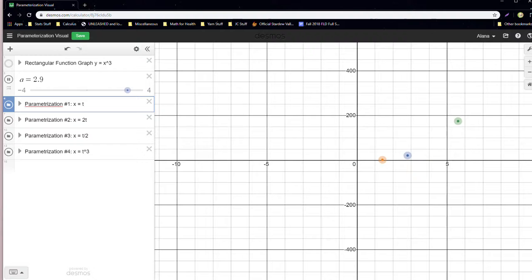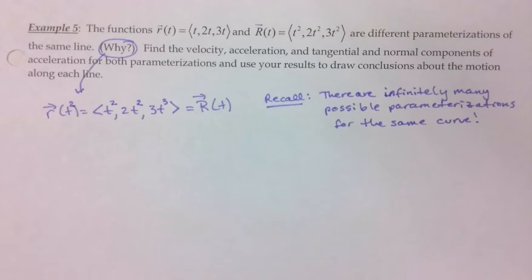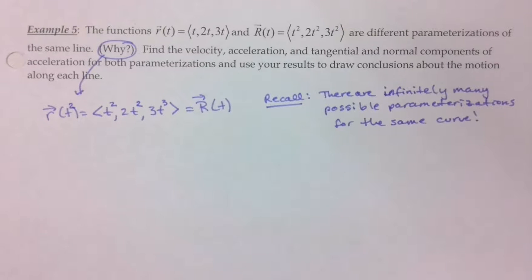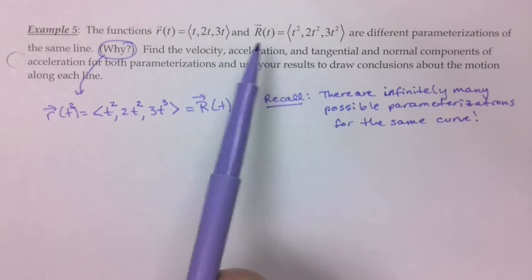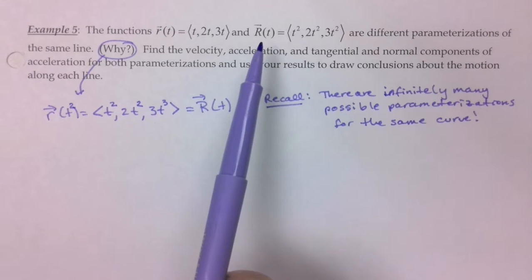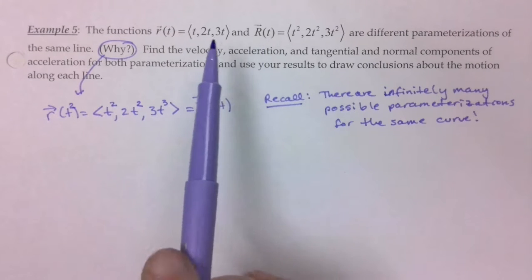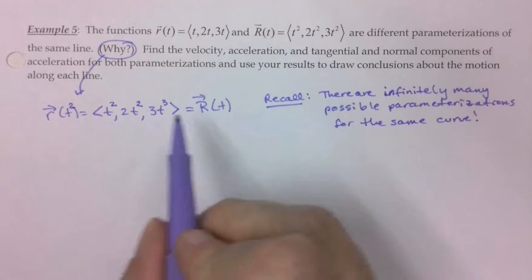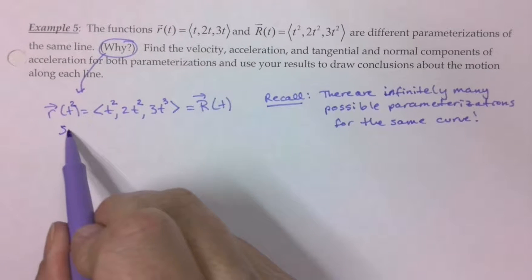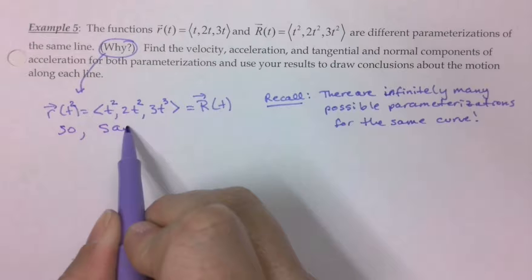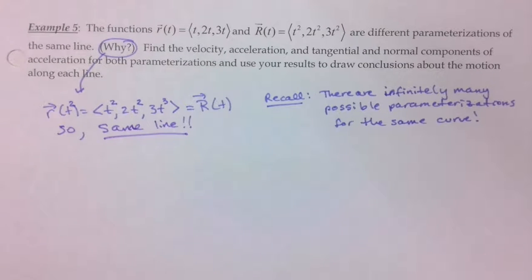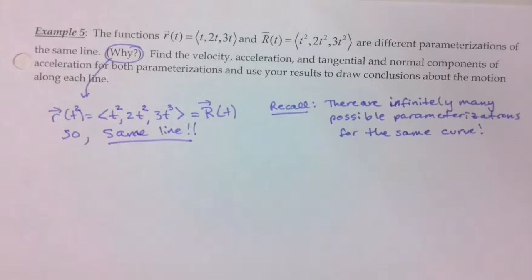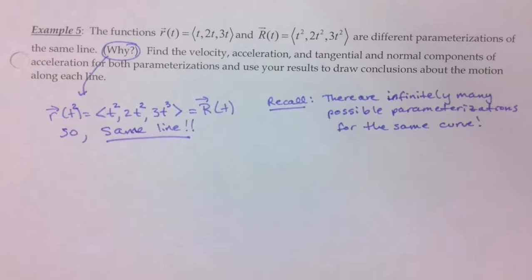Okay, so the fact that if I take my particular problem and I substitute t squared into this function and I get that function, that means that they are different parameterizations of the same line or curve, right? So they are the same line if you graph them in 3 space. All right, so we've answered that question.